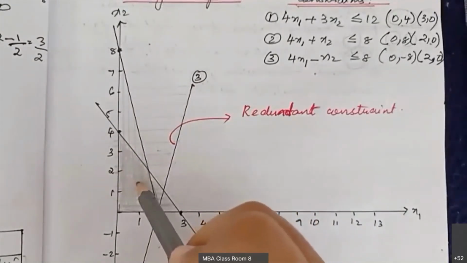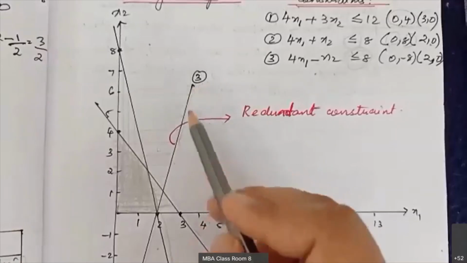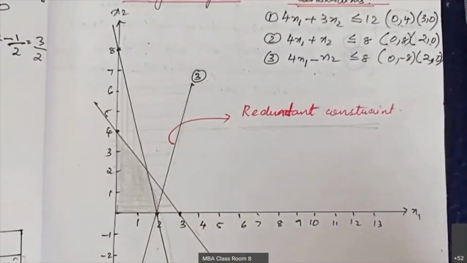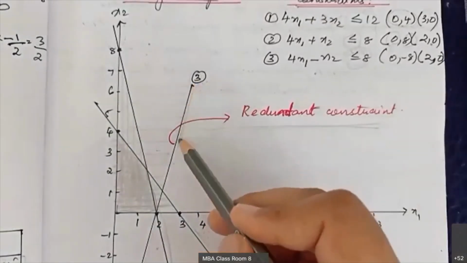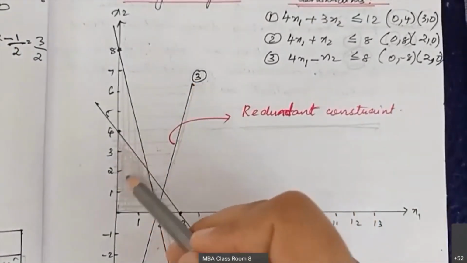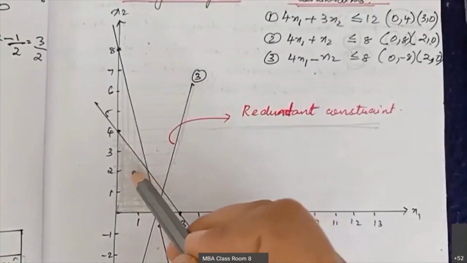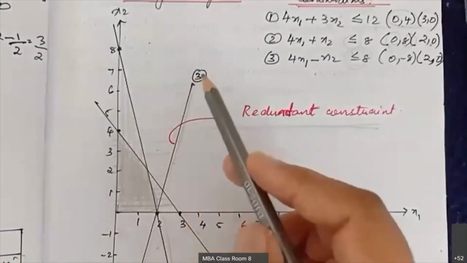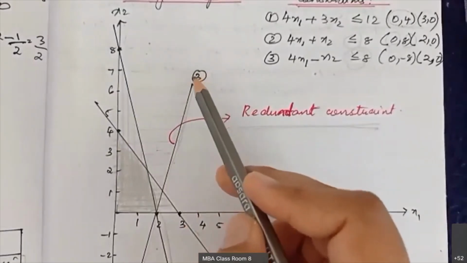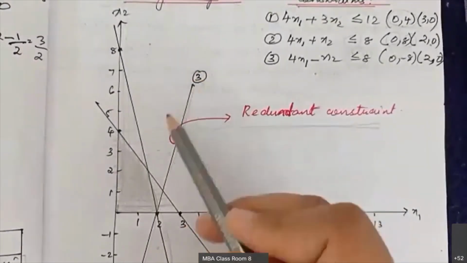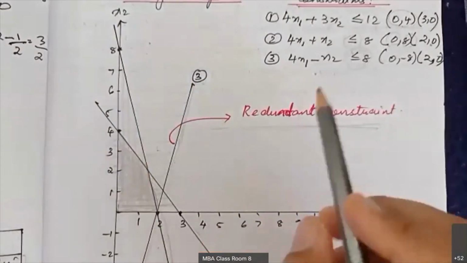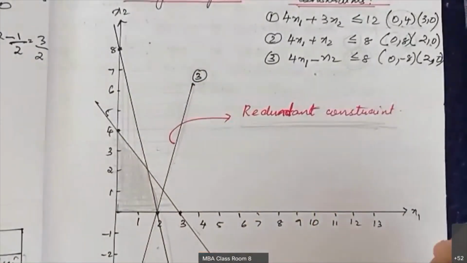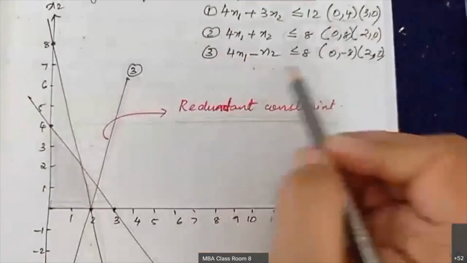So what do you understand? This constraint 3 is a redundant constraint. Did you understand? Even if I introduce constraint 3, there is no change in the common region. The feasible region remains the same. So nothing is contributed by constraint 3 to the feasible region. So I call constraint 3 a redundant constraint. Is it clear?